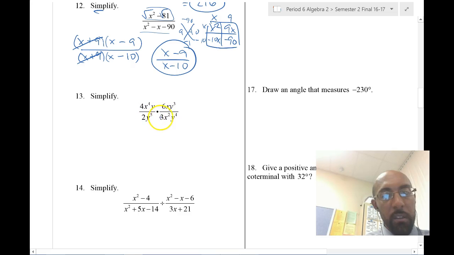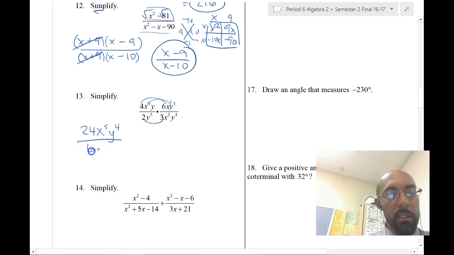Because remember, we have multiplication in the middle of 2 fractions. So I'm going to first do 4 times 6, which is 24. Then we multiply the variables that are the same, or like variables. So x to the fourth times x to the 1. Remember, if there's nothing there, it's 1. And remember, you add the exponents when you multiply. So x to the fifth. Then y times y cubed would be y to the fourth. And then the bottom, 3 times 2 is 6. And then I have x squared. And y to the fifth times y to the fourth is y to the ninth.